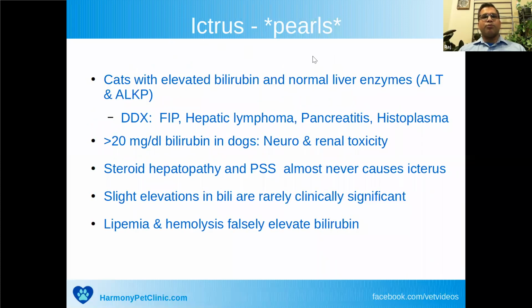So some of the take-home points from icterus: if you see a cat with increased bilirubin but normal liver enzymes, like we talked earlier, ALT and alkaline phosphatase are normal, mostly we'll think of feline infectious peritonitis, lymphoma, pancreatitis, or histoplasma. These can cause increased bilirubin but normal liver enzymes in cats. This we don't see very often, but if bilirubin goes more than 20 milligram per deciliter, you can see some neurological signs, ataxia leading to seizures, and renal toxicity also.